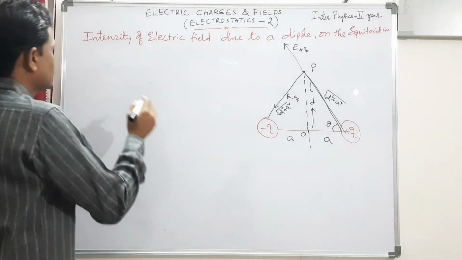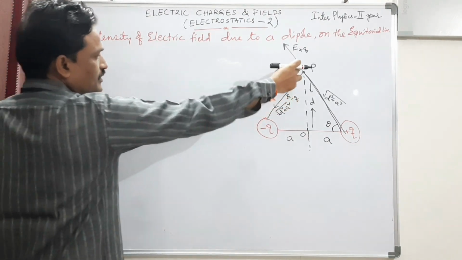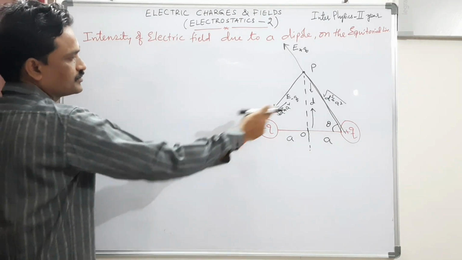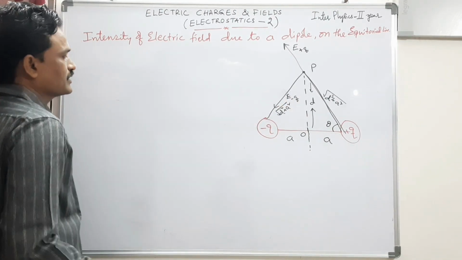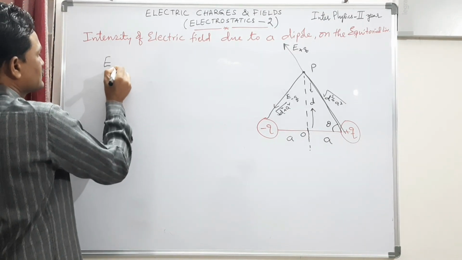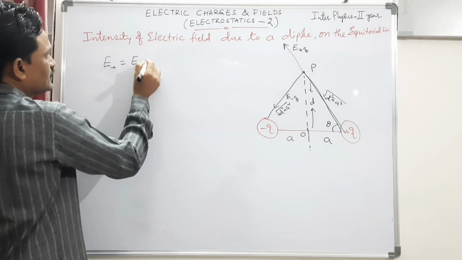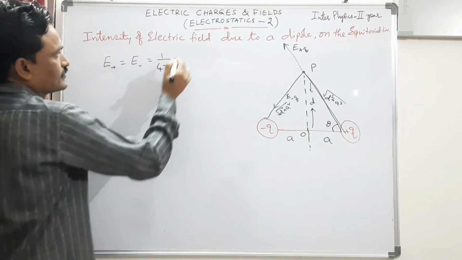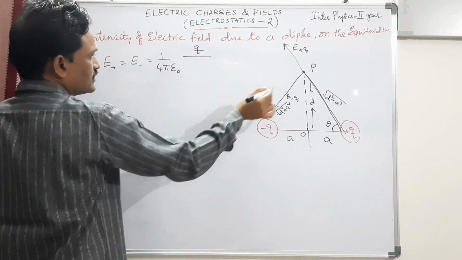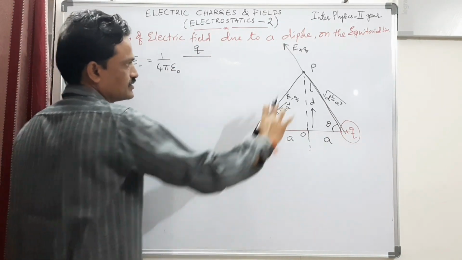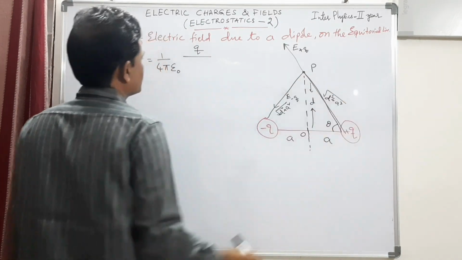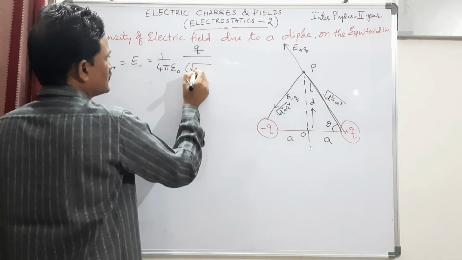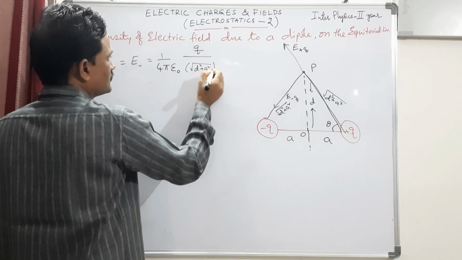Now let us write the expressions. Since the distance of P from both the charges is the same, the force acting on P due to these two charges is equal in magnitude. So E plus is equal to E minus, that is equal to 1 by 4 pi epsilon naught Q by distance square. Here you have to take this distance. These distances are the same. So this distance is under root d square plus a square whole square.